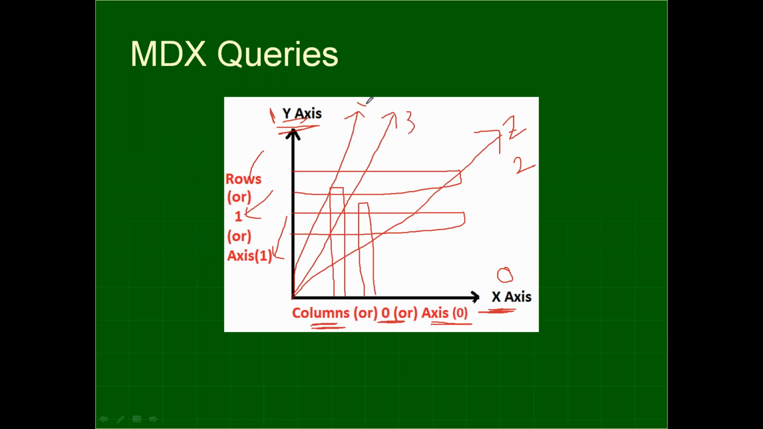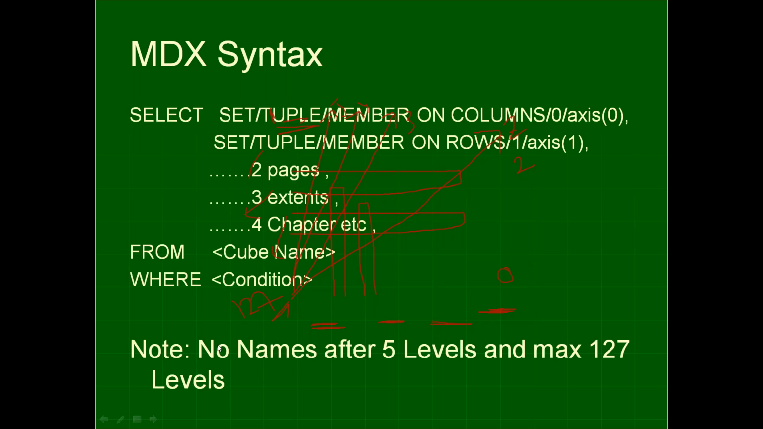So you can visualize the data. You can have a fifth axis. So lots of axes are available, right? So we can visualize the data up to 127. That is according to the syntax. Clear? If you go back and see, you can have a maximum of 127 levels.